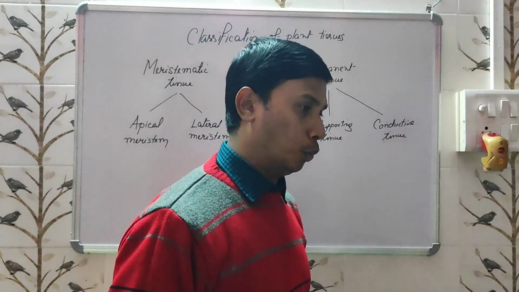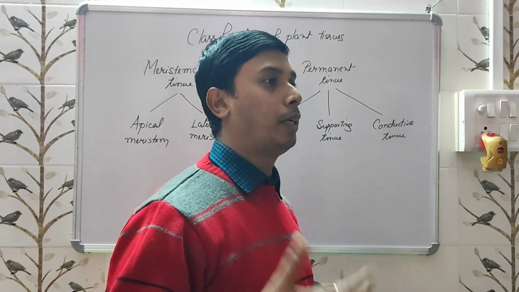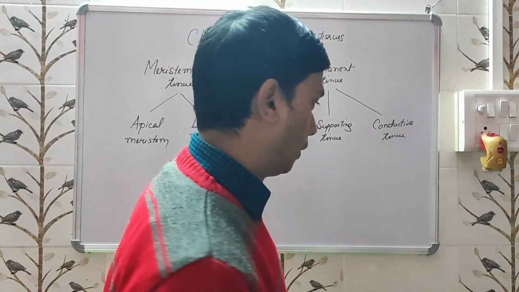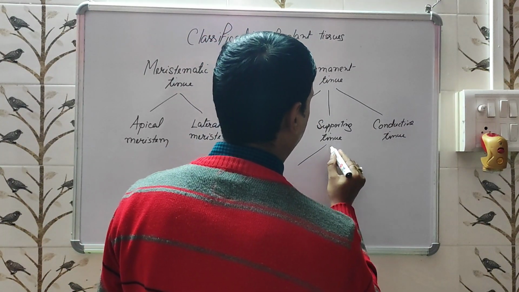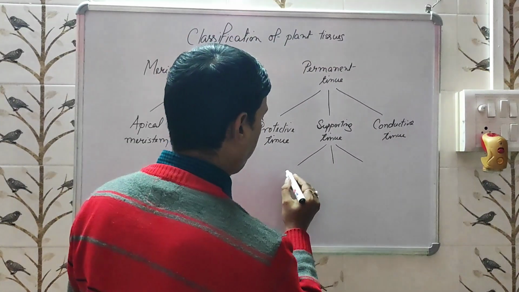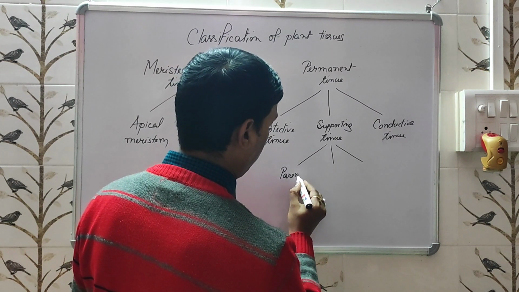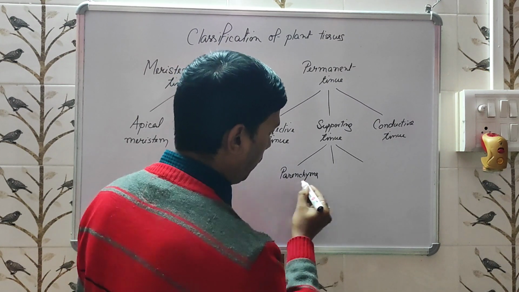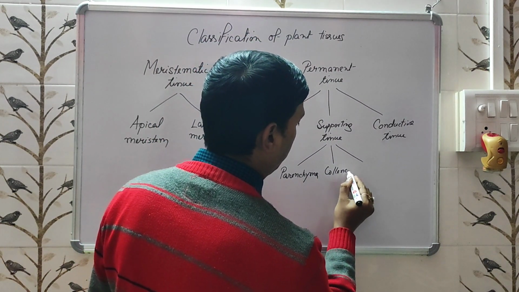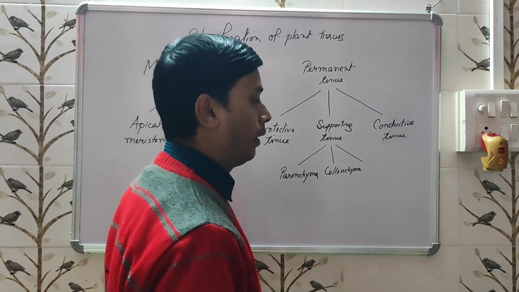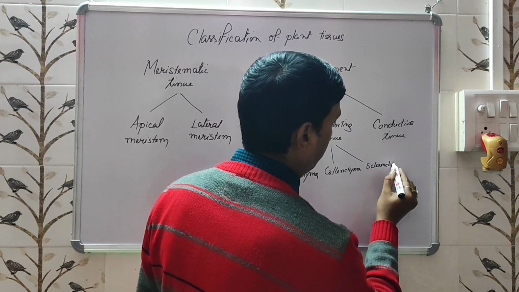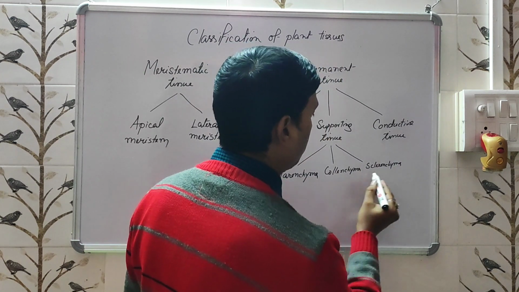Now these supporting tissues, as I told you already, mainly provide support. We can further divide them into three main categories, and these are parenchyma, collenchyma and sclerenchyma. So parenchyma, collenchyma and sclerenchyma.